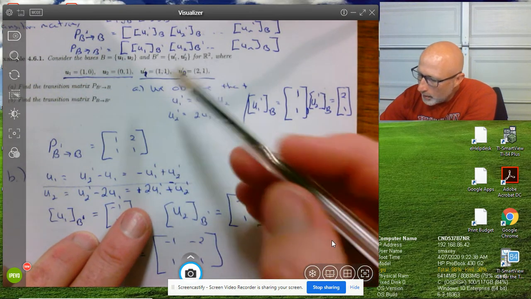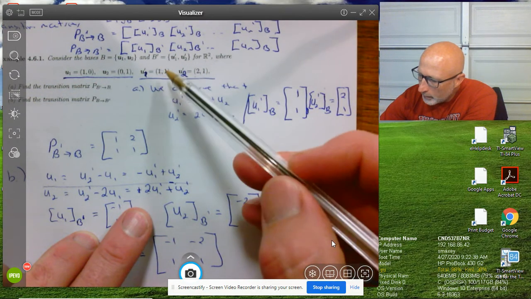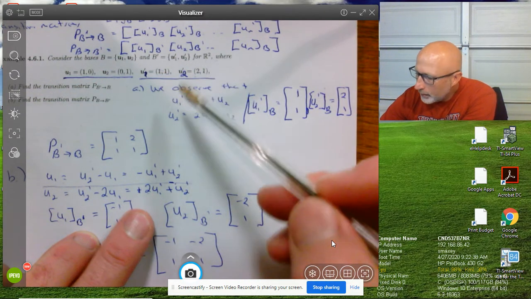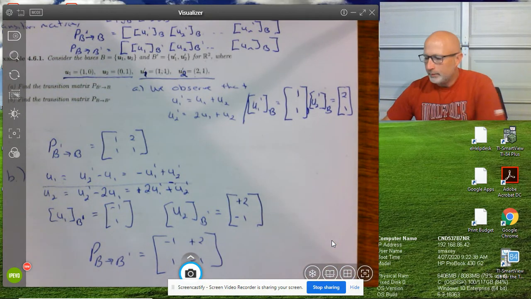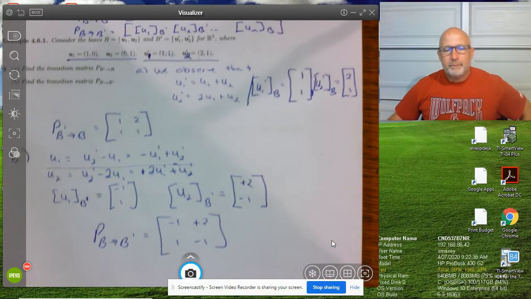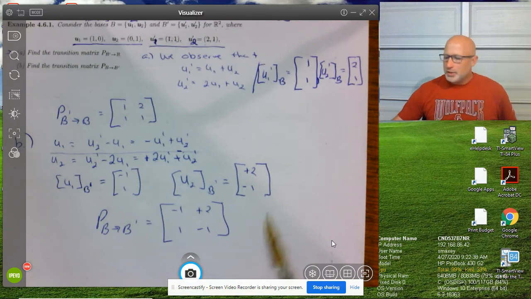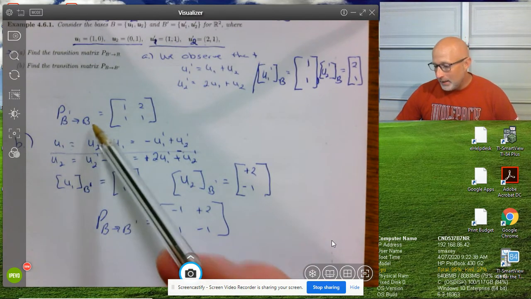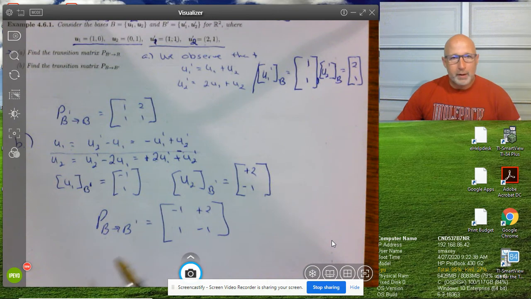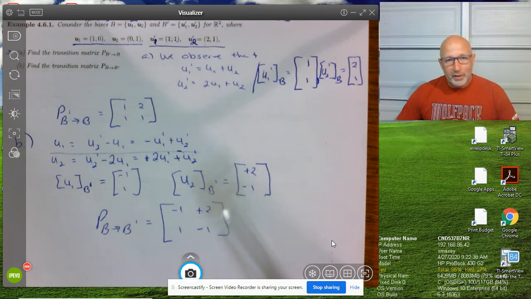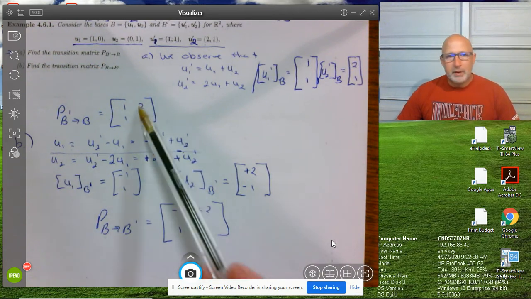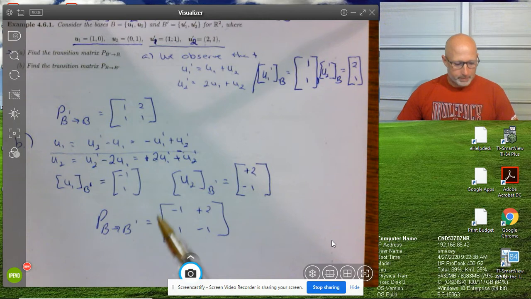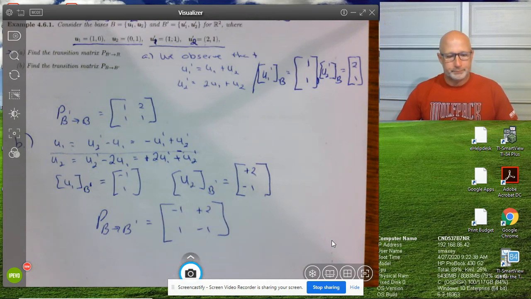So 2 minus 2 is going to give me 0, and then 2 minus 1 is going to give me the 1. So this should be a positive, and that's a negative, that's a positive, and that's a negative. Now, you might notice that there's a relationship between B prime to B and B to B prime. Hopefully you're seeing what it is. Maybe not, and that's okay. But it turns out that these happen to be inverses of each other.